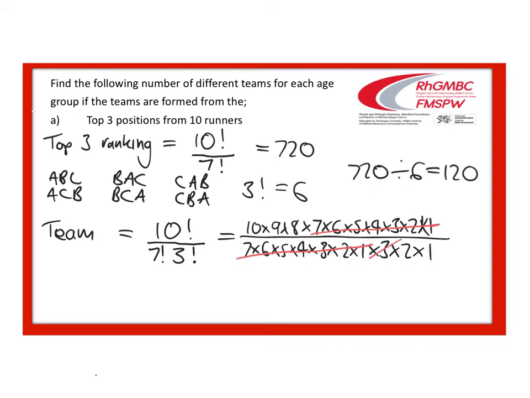I can cancel a factor of 3 in the 9, so leave a 3. I can cancel a factor of 2 in the 8 to give me 4. So this multiplication ends up as 10 times 3 times 4, which is 120. Now, if you want to pause and have a go at the next problem, thinking about what we've done here, please do that now.